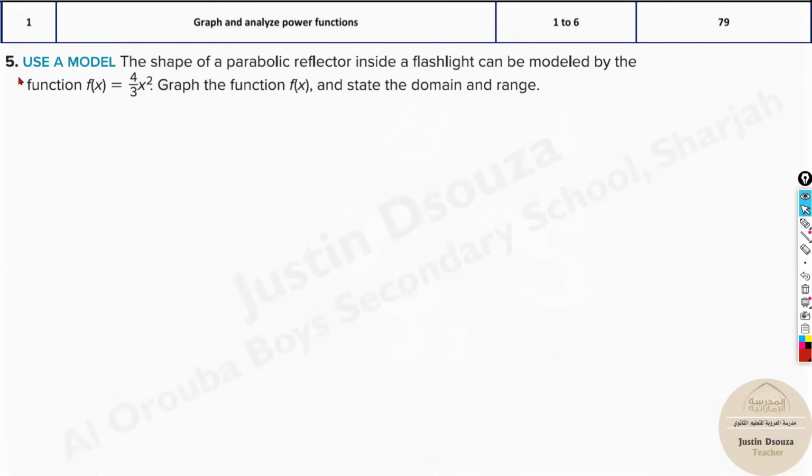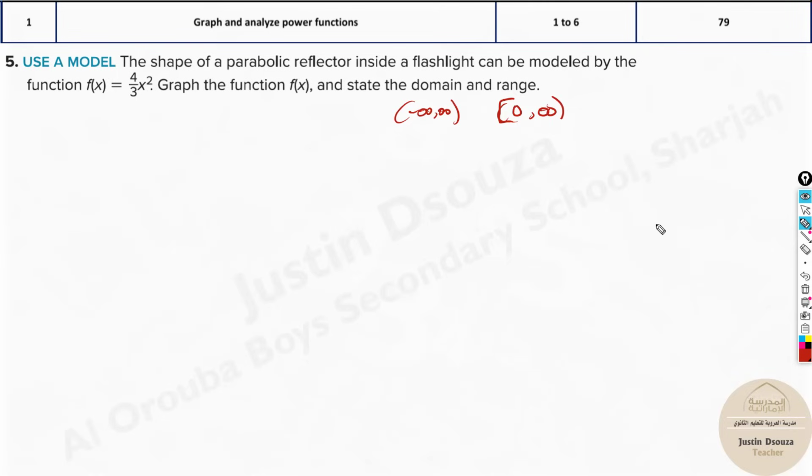Now for this problem here, question number 5, use a model, the shape of a parabolic reflector inside a flashlight can be modeled by this function. Graph the function f of x, state the domain and range. Looking at this only you can tell it is all real numbers is the domain. Range is all numbers greater than or equal to 0. So I'll just write it out over here. For domain, it would be minus infinity to positive infinity. Range would be 0, closed like this, and the small bracket here.